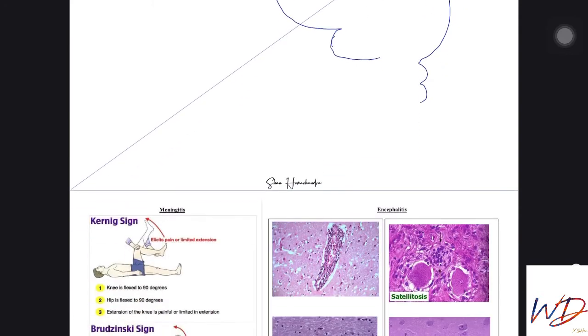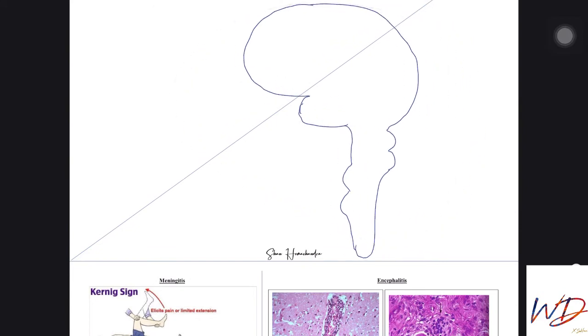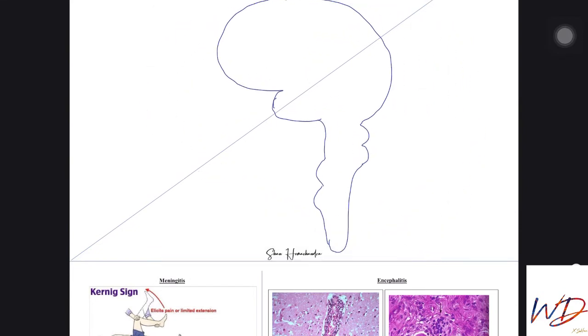Now let's draw a diagram. Let's draw the brain structure. The superior colliculus, the inferior colliculus, this is the midbrain. Then we have the pons, then we have the medulla, and we have the spinal cord. Okay, this is the brain.